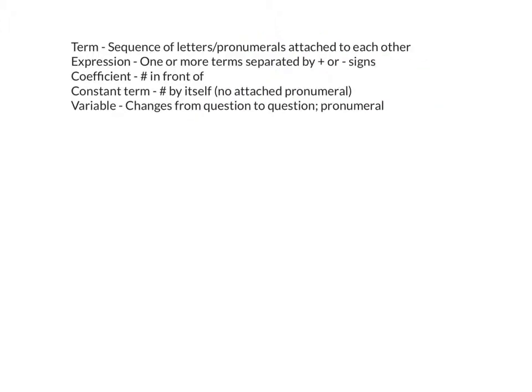So it's important that we know these definitions because they will come up all the time in our study. For example, we're going to be looking at doing operations on terms in subsequent lessons. So we need to know what a term is. A term is any sequence of letters or pronumerals attached to each other. So something like 7A is a term. It's just a number, 7, and a pronumeral A. Something like 4B is a term because it's a sequence of pronumerals, in this case the pronumeral B and a number. You can have more than one pronumeral in the same term.